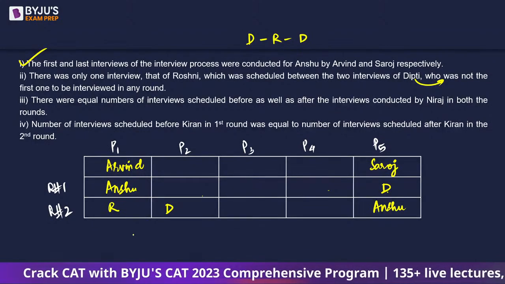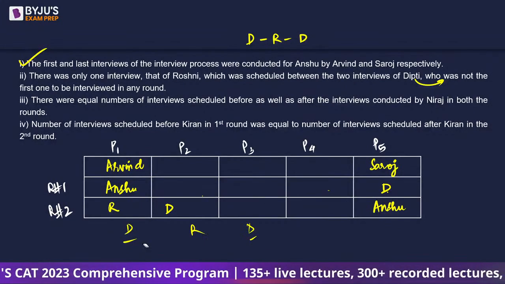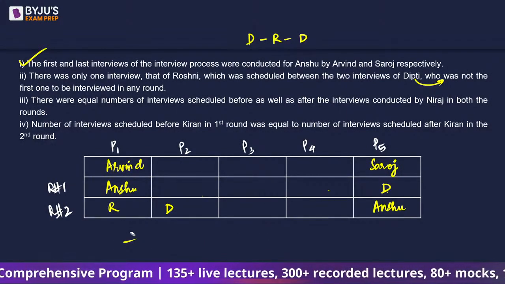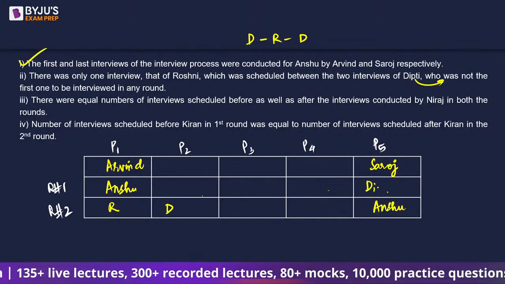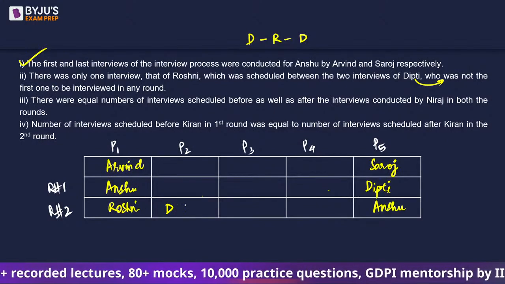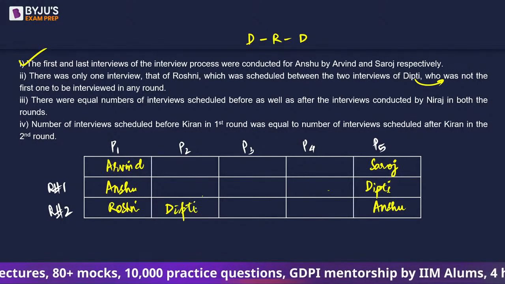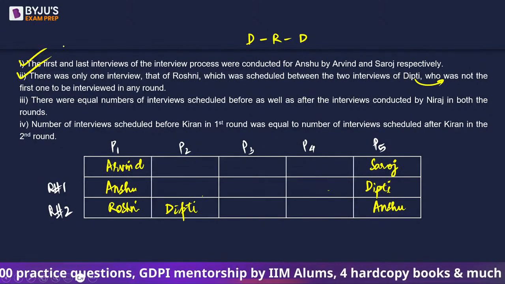We can't put DRD here, क्योंकि फिर Dipti के 2 कैसे हो सकते हैं interviews in the same round, right? Everyone is appearing for the interview once in every round. So we will have Dipti here, we will have Roshni here, and then we will again have Dipti here, right? That's what the second statement gives us.